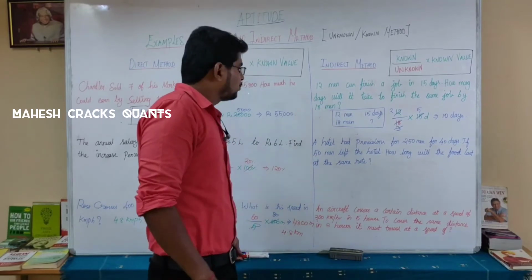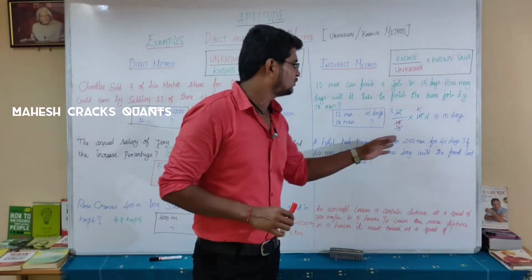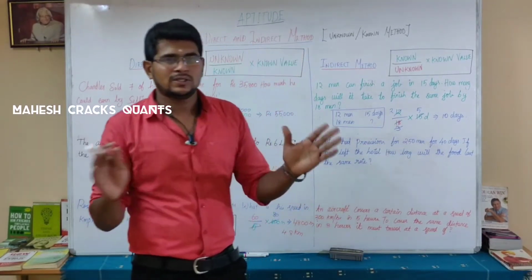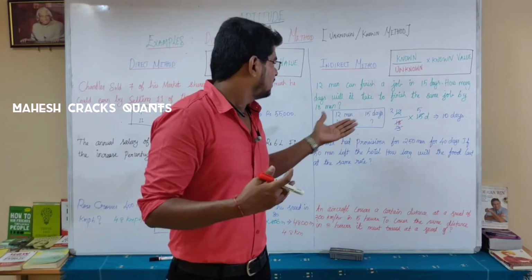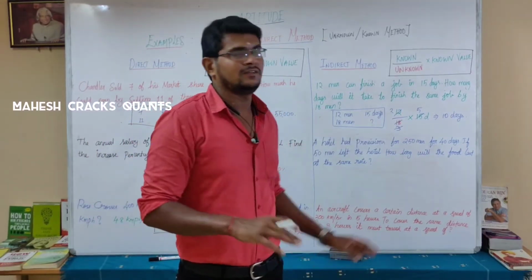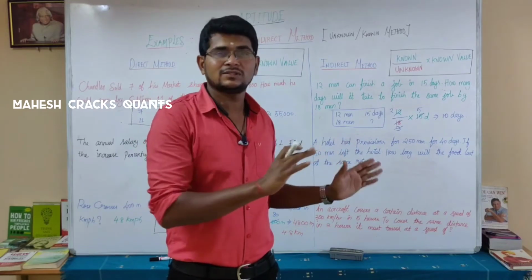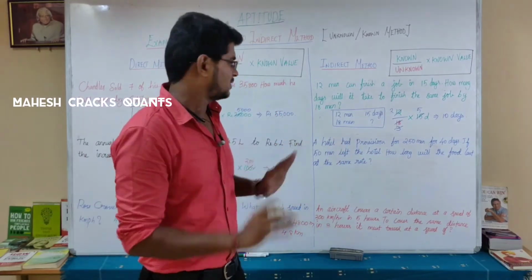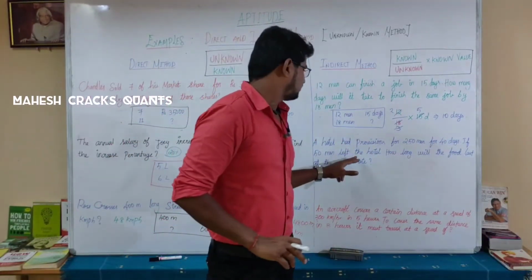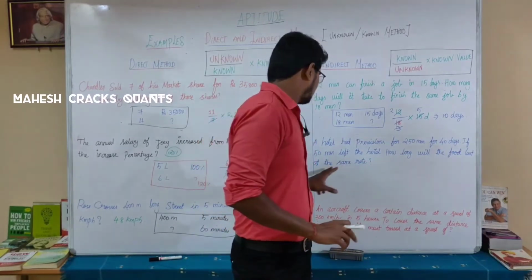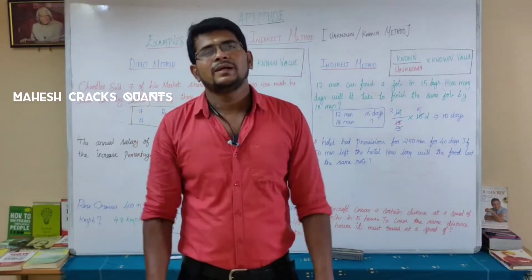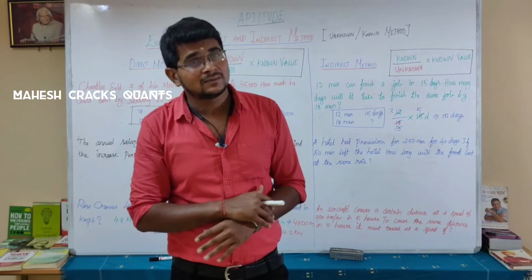A hotel has provisions for 250 men for 40 days. A hotel is there with food provisions for 250 men for 40 days. If there were 250 men, the provisions will last for 40 days. That is the first part of the question. If 50 men left the hotel, how long will the food last at the same rate? If 50 men left the hotel, how many members will be there?